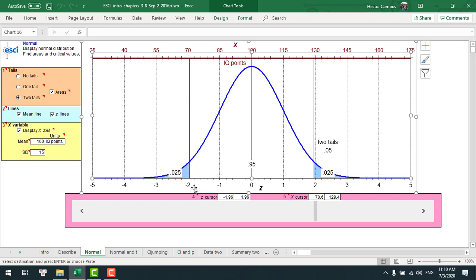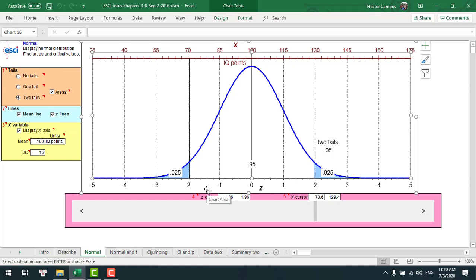Also, this point here, notice that it's not quite -2. It's a little bit before -2 and before 2 here. And that point is exactly -1.96 and +1.96. This is what we call, in this case, the critical value. Okay, so this is also going to help us define the critical value.